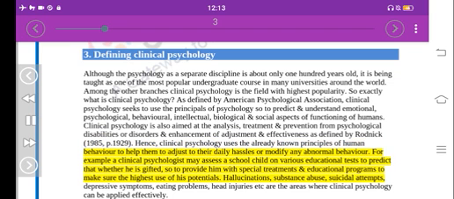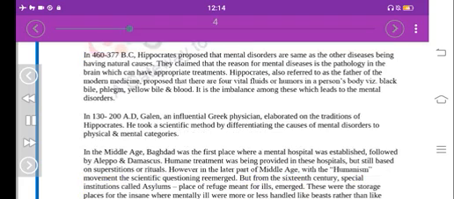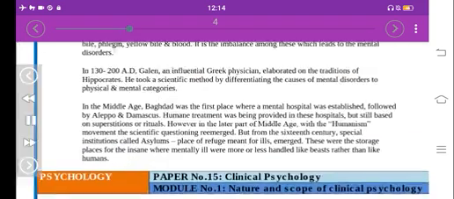For example, a clinical psychologist may assess a school child on various educational tests to predict whether he is gifted, so as to provide him with special treatments and educational programs to make sure of the highest use of his potential. Hallucinations, substance abuse, suicidal attempts, depressive symptoms, eating problems, head injuries, etc. are the areas where clinical psychology can be applied effectively. Psychology paper number 15, Clinical Psychology.